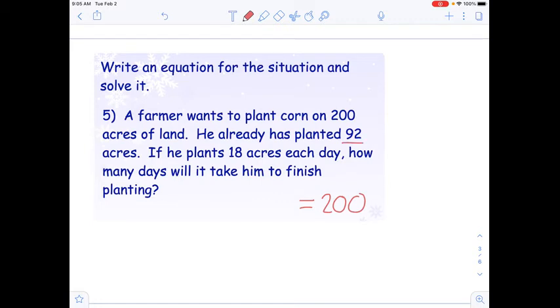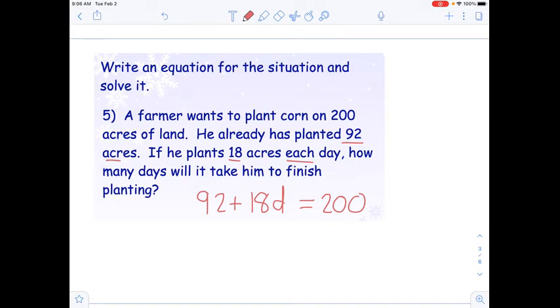And then he's already planted 92 acres. So that's a one-time thing. So I'm going to do 92 plus 18 acres each day. Well, remember, each is multiplication. So I write that as 18, and then I'll do times d for days. You could do x, really any variable. So 92 plus 18d equals 200. You could also write this as 18d plus 92 equals 200. So now I'm going to go through that process of solving.